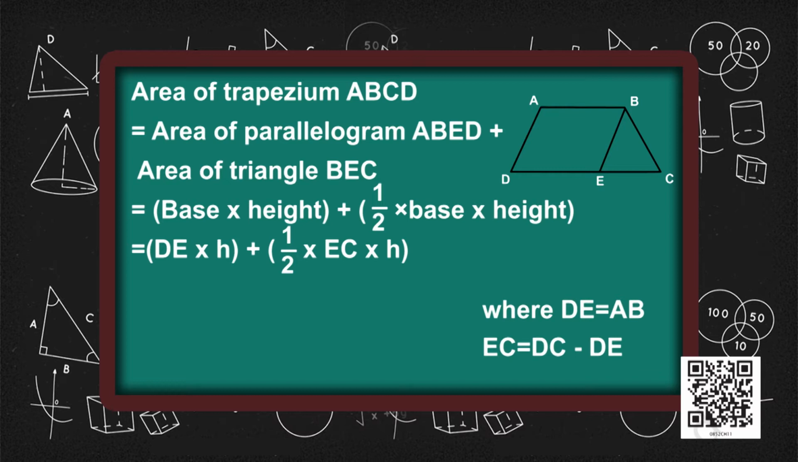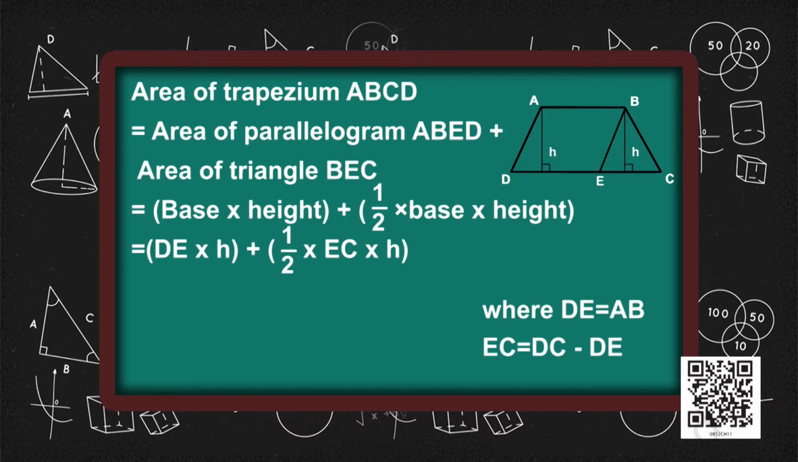Now, tell me, what is the area of the parallelogram? Yes, it is base into height. And what is the area of a triangle? Correct, half into base into height. Here we can see that the base of the parallelogram ABED is DE and that of the triangle BEC is EC.